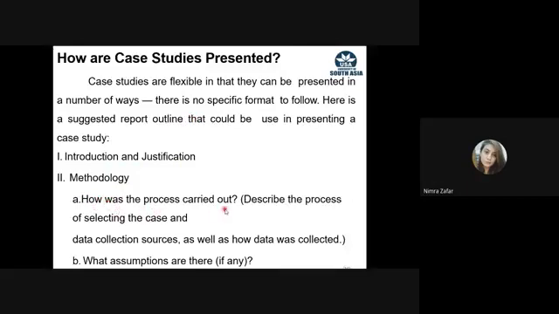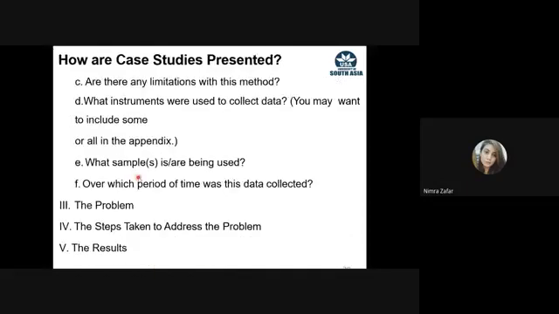the process carried out, describe the process of selecting the case and the data collection sources, as well as how data was collected. Then what assumptions are there, if you did assume anything, or you have any particular type of hypothesis for conducting the research, you have to explain that. Are there any limitations with this method? What instruments were used to collect data? You may want to include some or all in the appendix. What samples are being used? Over which period of time was this data collected?